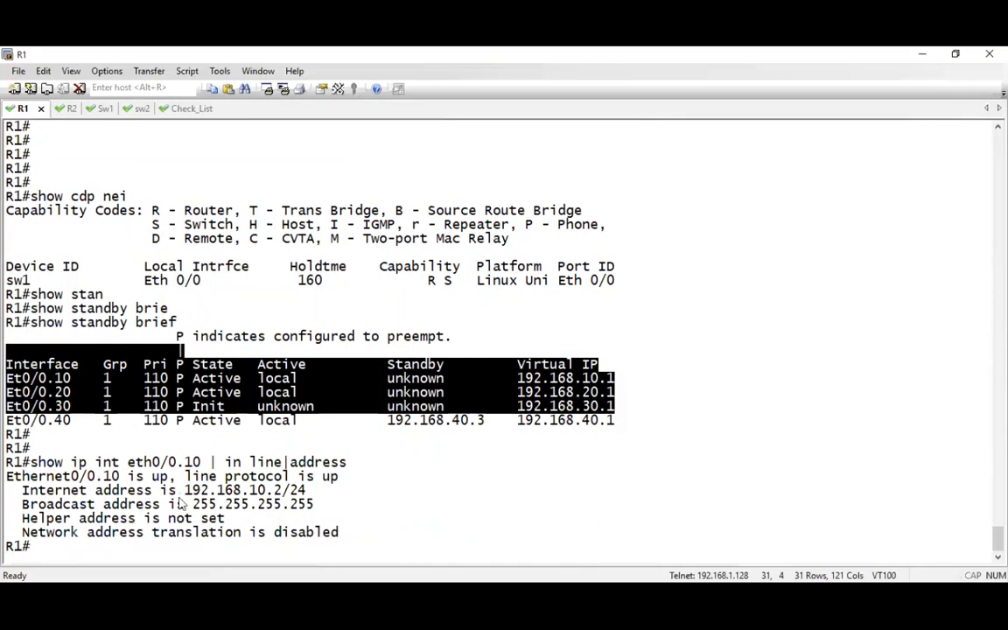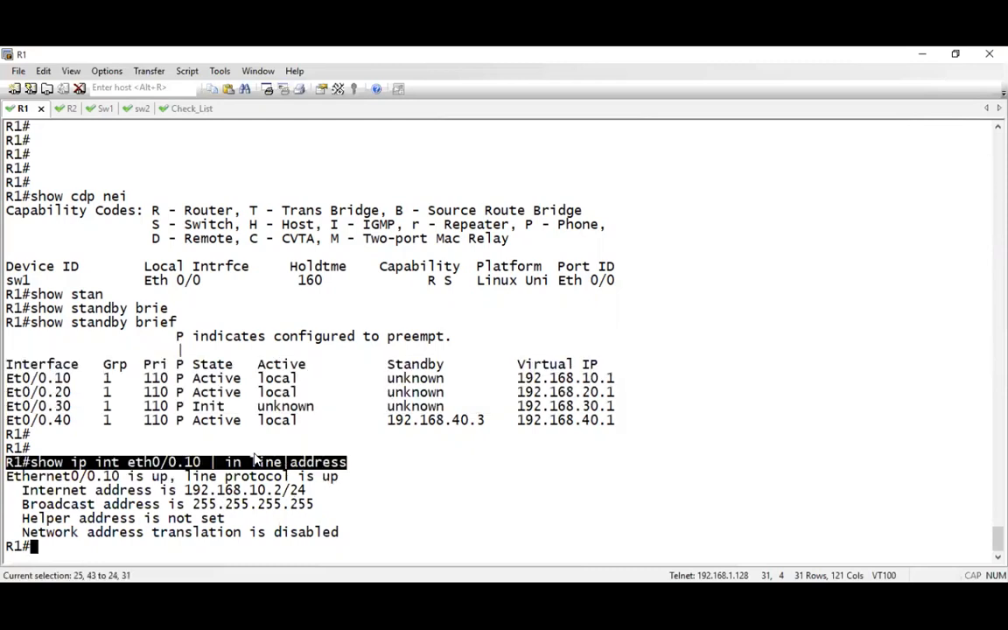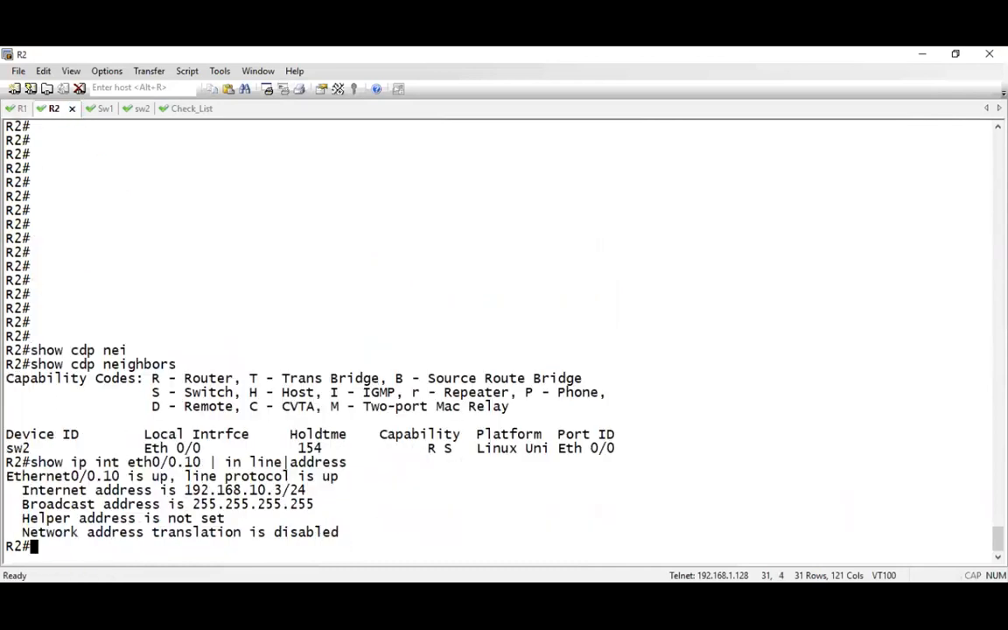First thing is I have to make sure the subinterface is up and the IP address is configured properly. Okay, so we have IP address 192.168.10.2 and prefix is /24. Line protocol is up. Same way we will verify on R2. Okay, at R2 again line protocol is up and R2 has a unique IP address, 10.3, and R1 and R2 are in the same subnet, right?